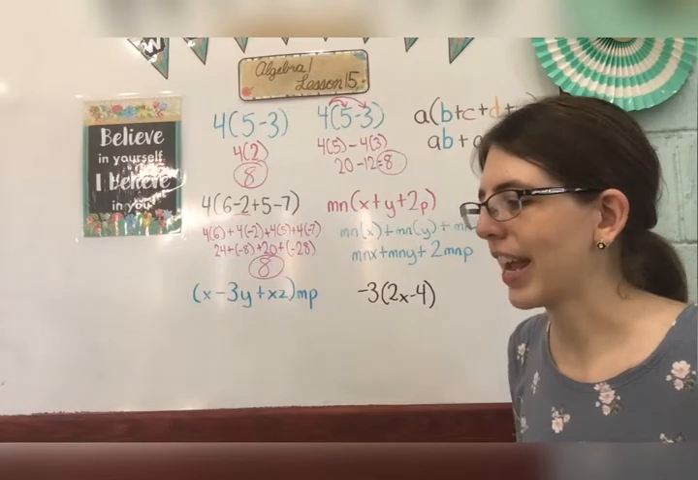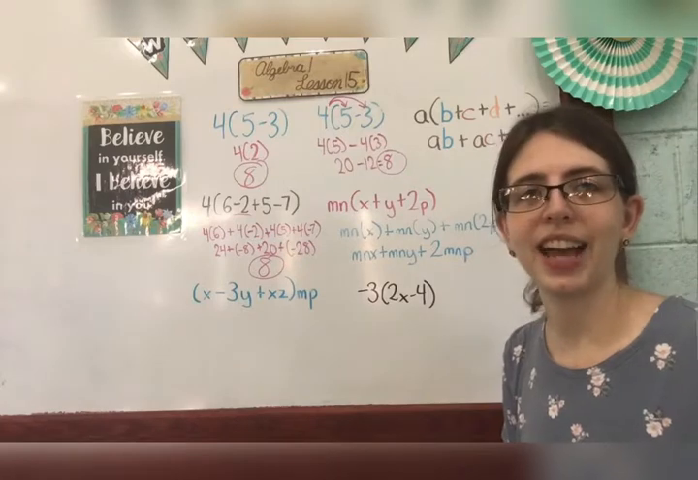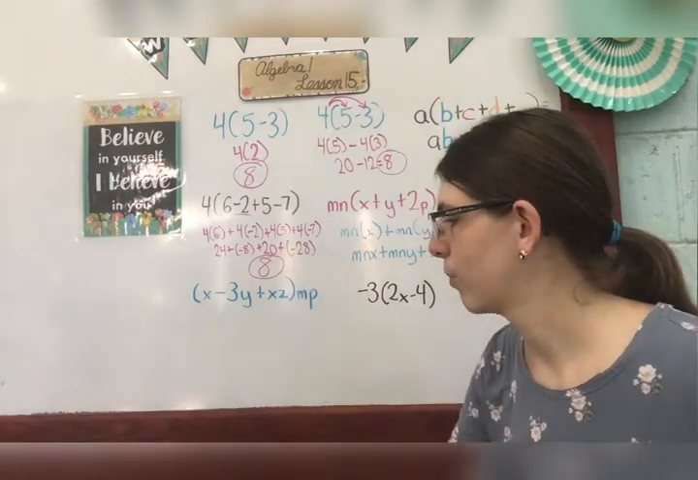Let's go to the next one. x minus 3y plus xz times mp. We're going to multiply across.